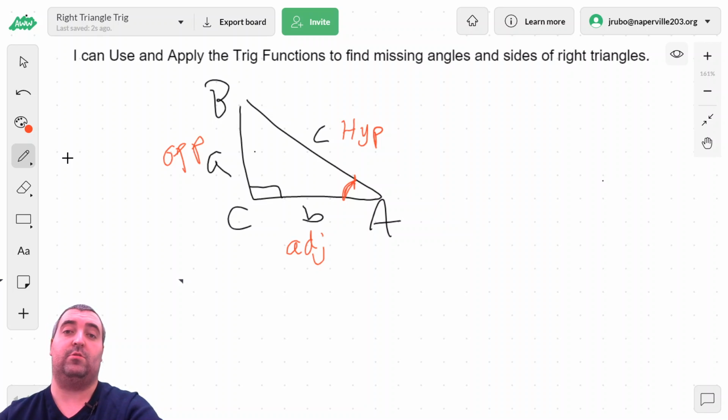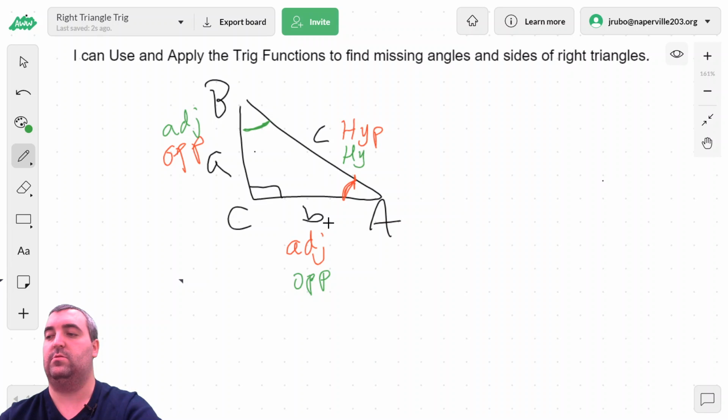Hypotenuse is always the side across from the right angle. The opposite and adjacent, though, are always in reference to one of the angles. So the opposite side from A would be lowercase a. The adjacent side would be b. We switched it to angle B just for sake of argument. So for here, this would now become the opposite, this would be the adjacent, and the hypotenuse is still the hypotenuse because it's across from the right angle and that never moves.